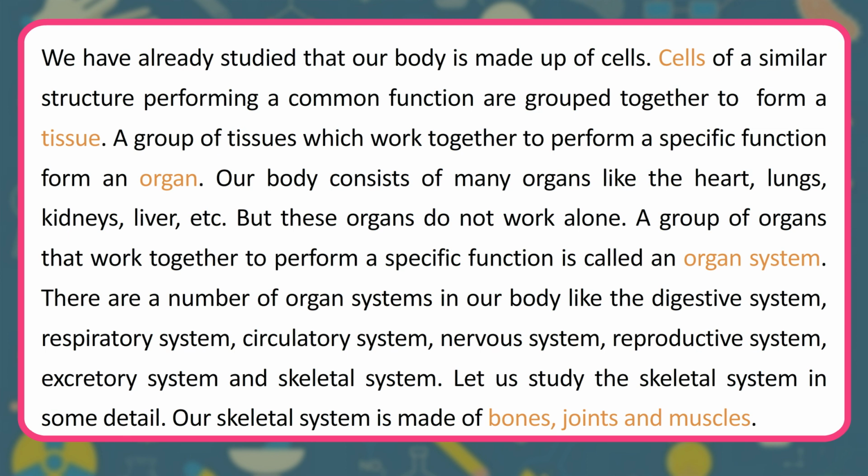There are a number of organ systems in our body like the digestive system, respiratory system, circulatory system, nervous system, reproductive system, excretory system and skeletal system. Let us study the skeletal system in some detail. Our skeletal system is made of bones, joints and muscles.